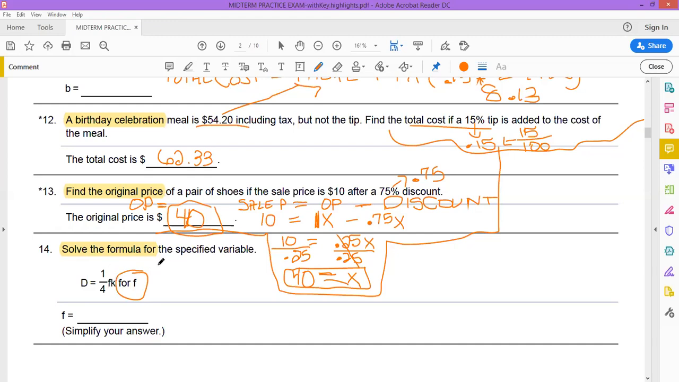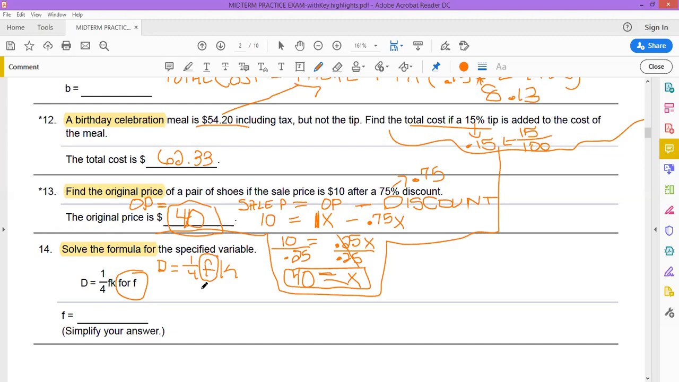Okay, so if I rewrite this here on the side, we have D equals 1/4 FK. We want F by itself. So in order to get F by itself, let me circle our letter. We want F by itself. We need to get rid of the K and the 1/4.